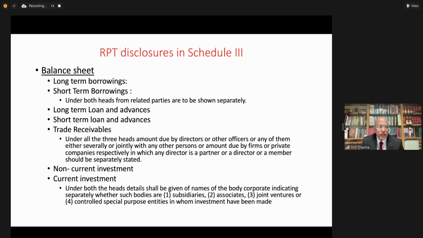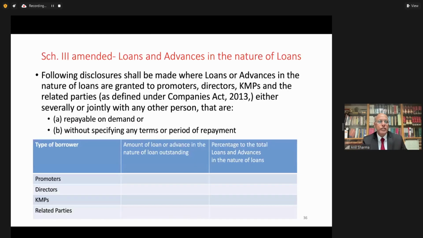Then non-current investment and current investment. Under both heads, details are to be given of the names of the body corporate, indicating separately whether such bodies are subsidiary, associate, joint venture, or controlled special purpose entities in which investment has been made. Again, these are all related party transactions. So under the balance sheet, you can see that for borrowings, advances, trade receivables, non-current investment and current investment, information relating to any balance relating to related parties is to be disclosed separately.